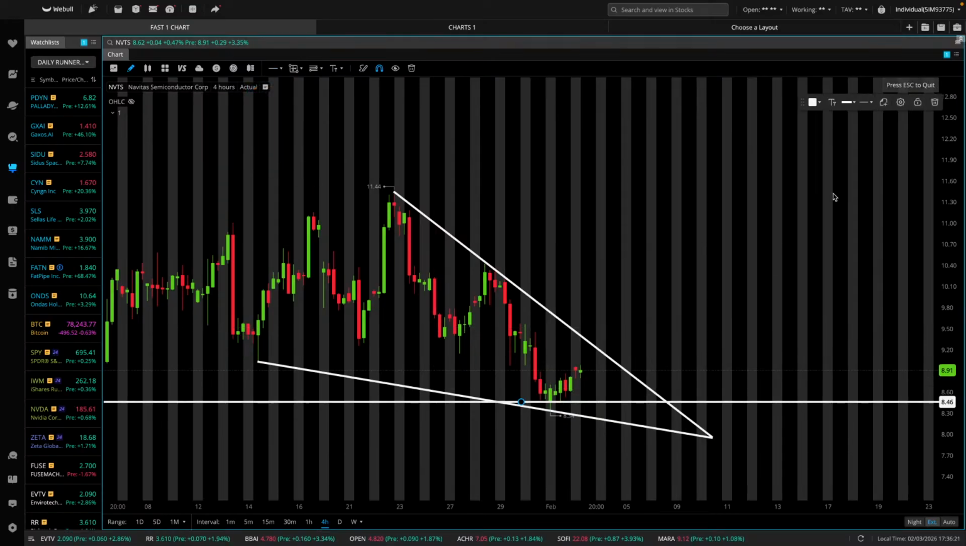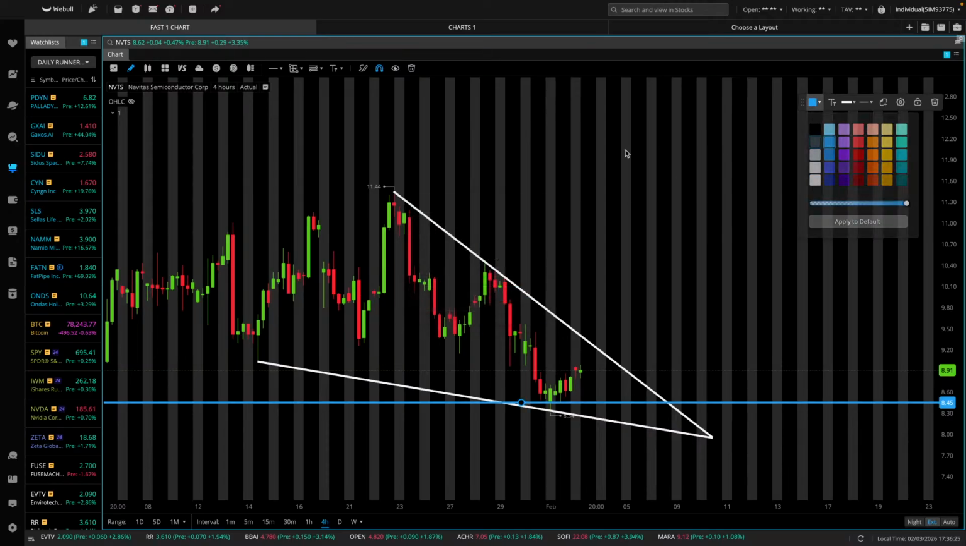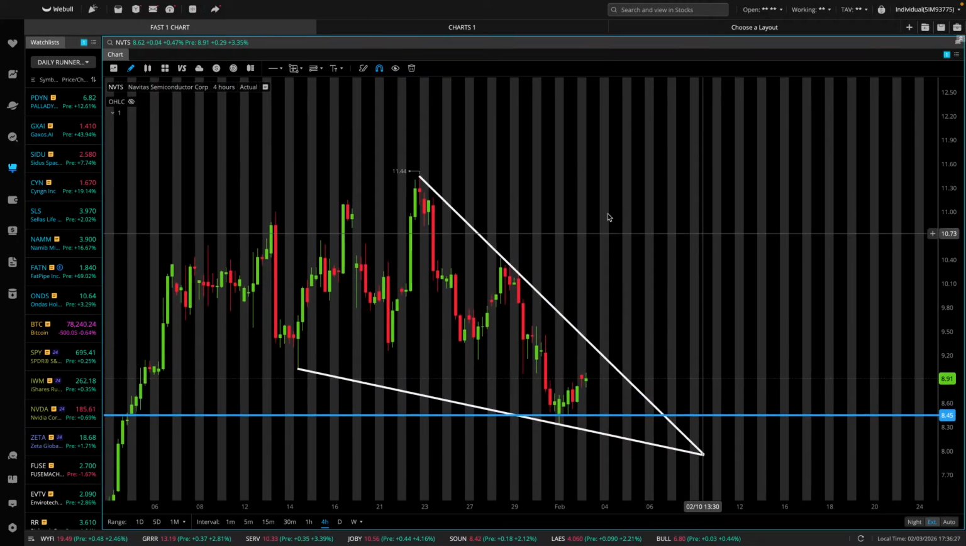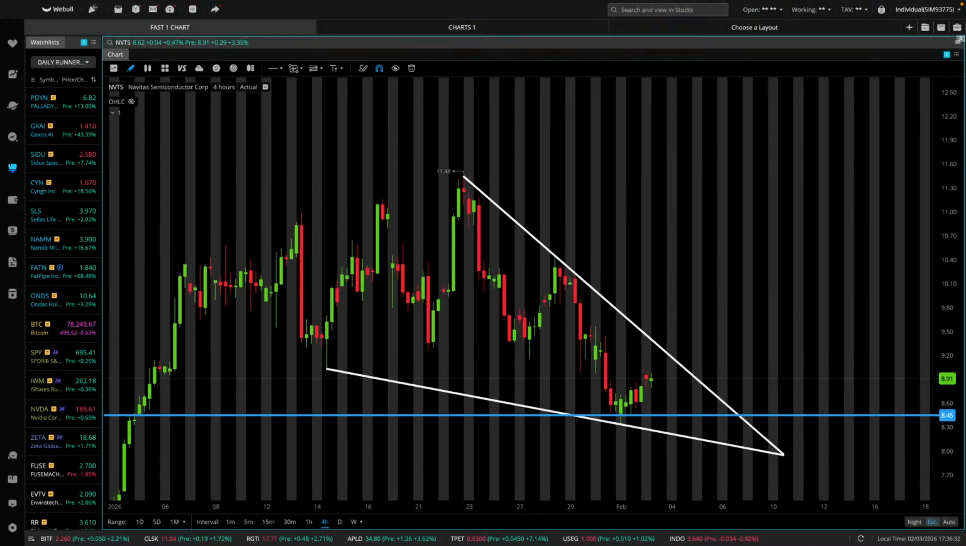Right now we have 845 as an area of support. We have a possible reversal to the upside on this. It needs to break around $9 to continue up. So NVTS, falling wedge setup. This is my go-to setup. I like to use this on the 5-minute time frame. It is a very, very good setup.